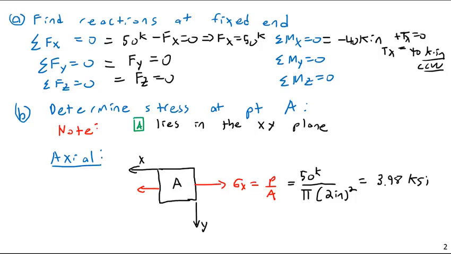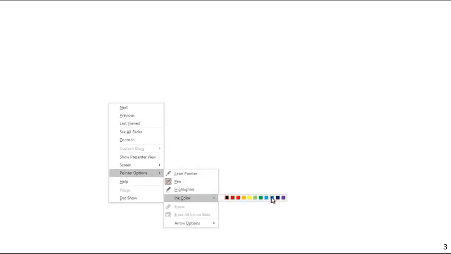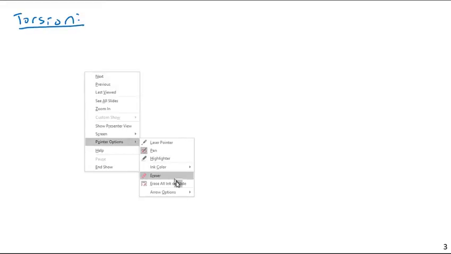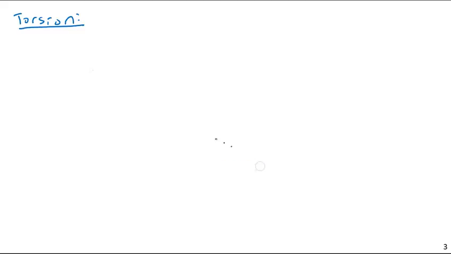Next, I will consider torsion. So we have the stress generated by the axial force. Now I need to find the shear stress generated by the torsional force. Next, let's look at torsion and the shear stress therein. So I need to draw a torque diagram here.